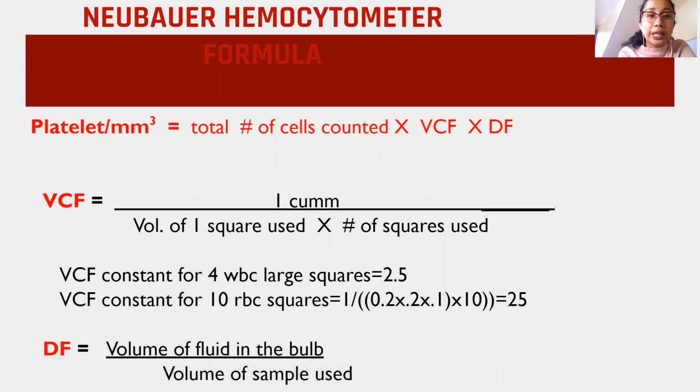At mga kapatid, paano i-compute ang dilution factor? So, volume of the fluid in the bulb over volume of sample used. So, kung gumamit ng RBC Thoma pipette, volume of fluid in the bulb is 100. Pag gumamit ng WBC Thoma pipette, the volume of fluid in the bulb is 10. And the volume of sample used, kunyari, ang blood na ginamit nila, 1. So, 100 divided by 1, the DF is 100. So, if the volume of the fluid in the bulb is 100, pero yung volume of sample used is 0.5.